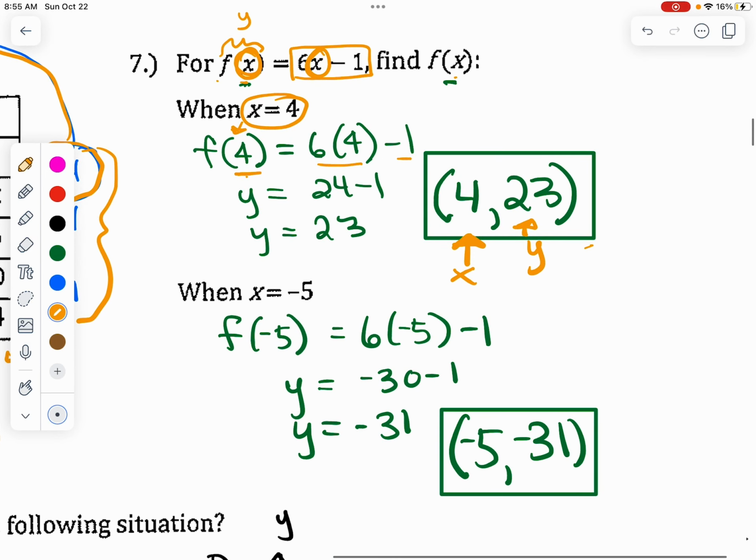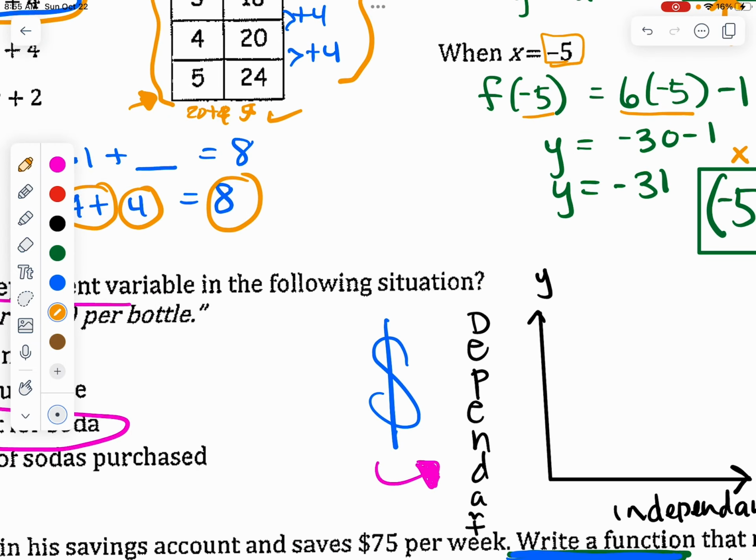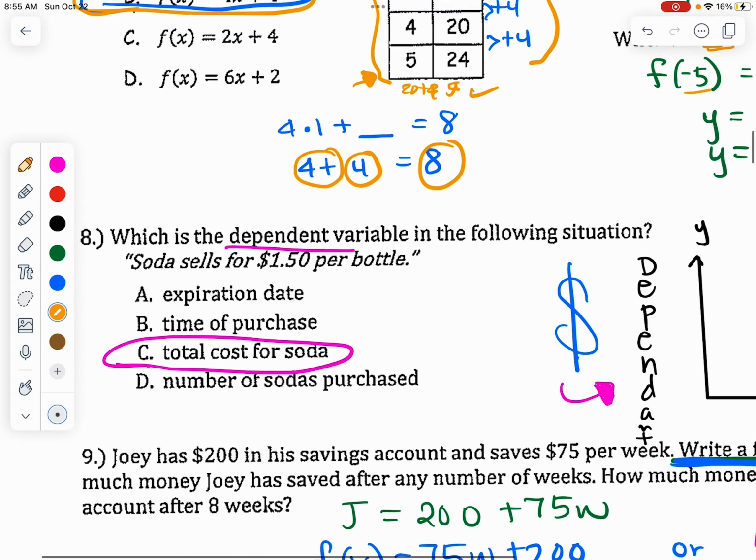And then we try it again when x is negative 5. So f of negative 5 is 6 times negative 5 minus 1. Negative 5 times 6 is negative 30, minus 1 is negative 31. So when x is negative 5, y is negative 31. And now we have these two good points, and we could graph them on a graph and have all of the solutions. But we'll get to that more in chapter 4.